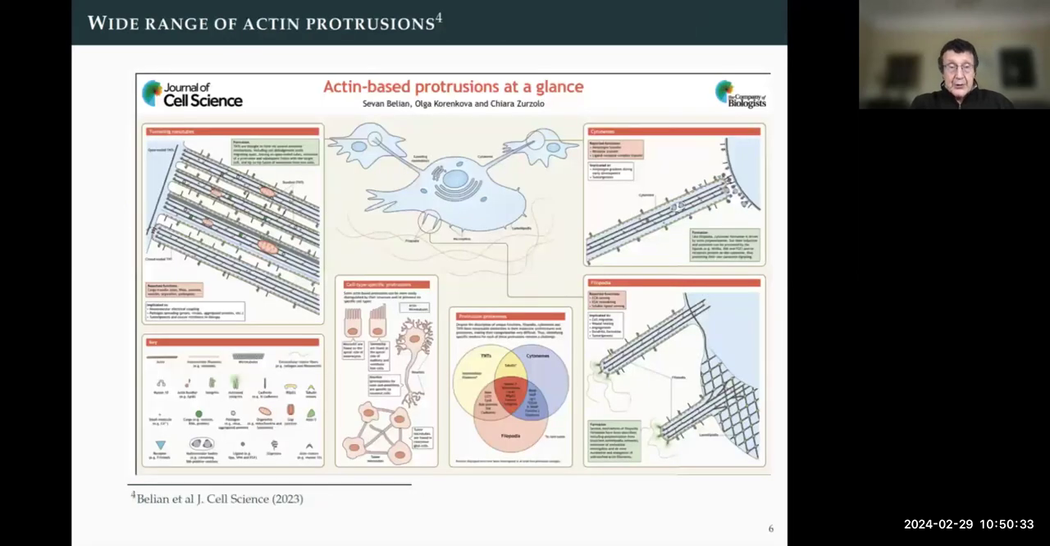I should also say, and this was just a cool poster that I found recently, a lot of us are used to the notion of microtubular filaments playing a role in cell mitosis and many other things.